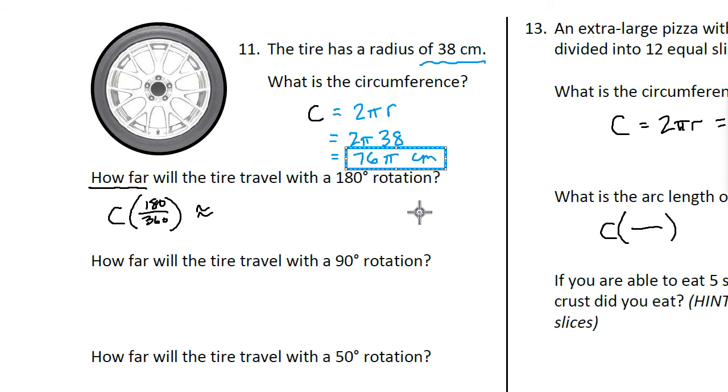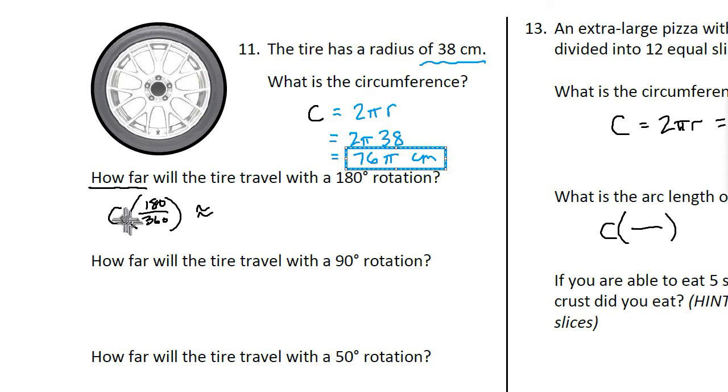Here's the other thing I'll let you know. Some students will write this down, 76 pi, and then when they get down to here, they will write 76 and they'll forget pi. Don't forget that pi is a number. It's being multiplied by 76. You can't just drop it out or you will absolutely not have a correct answer.